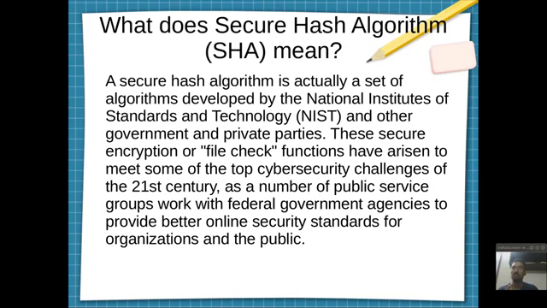Coming to what SHA means. A secure hash algorithm is actually a set of algorithms developed by the National Institute of Standards and Technology and other government and private parties. These secure encryption or file check functions have arisen to meet some of the top cybersecurity challenges of the 21st century. Public service groups work with federal government agencies to provide better online security standards for organizations and the public. Basically, in the 21st century we are very vulnerable to cyber attacks and different cybersecurity issues. That is why a secure hash algorithm was developed by NIST, the National Institute of Standards and Technology, to maintain and check on these cyber security matters.